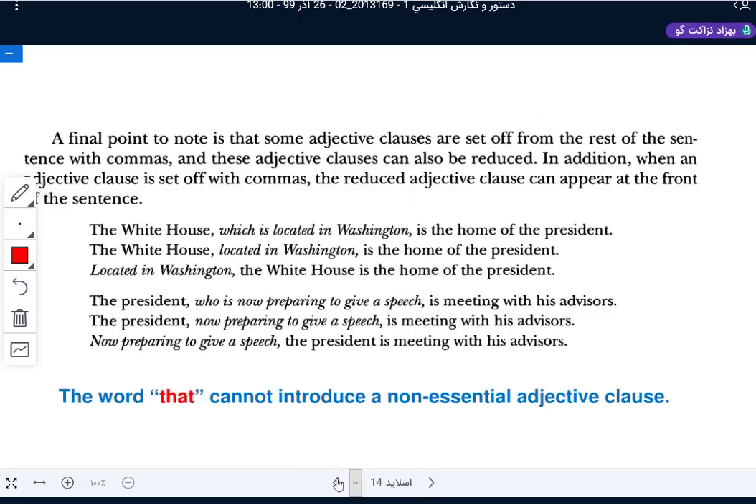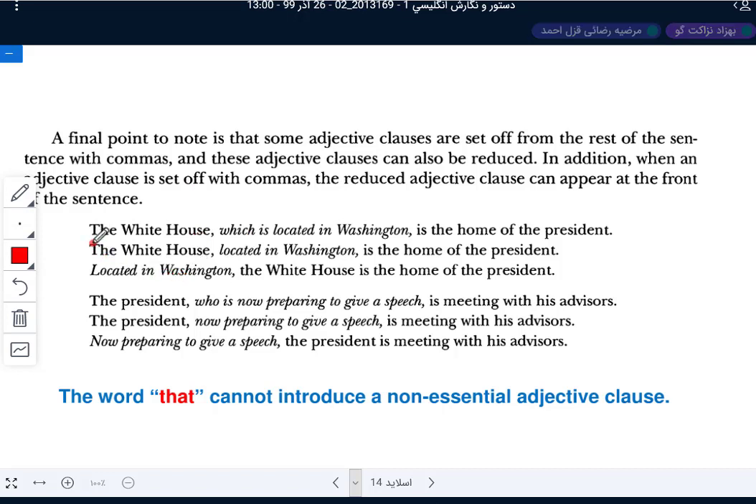Let's go to the next part. A final point to note is that some adjective clauses are set off from the rest of the sentence with commas, and these adjective clauses can also be reduced. In addition, when an adjective clause is set off with commas, the reduced adjective clause can appear at the front of the sentence. Very good.